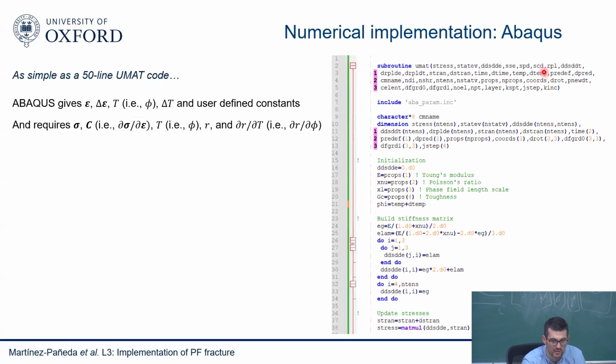So here, for example, MPT is the number of the integration point. So Abacus, for every integration point of every element, will call this code that you have, and will tell you, okay, I'm giving you the strain, give me the stress and your stiffness matrix.